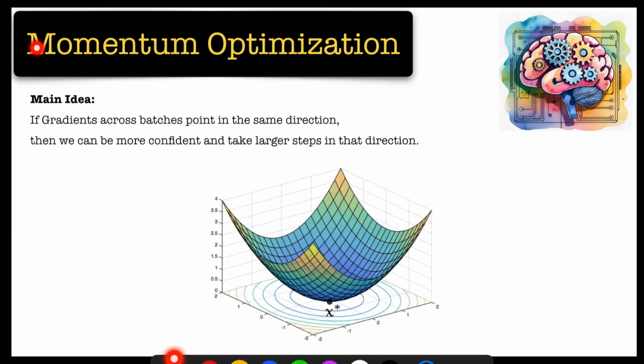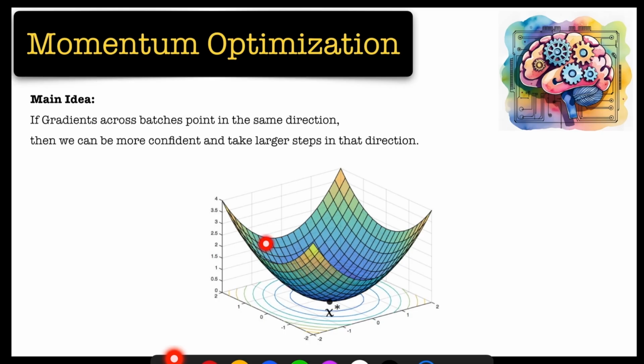In the case of momentum, our main idea is, if gradients across batches point in the same direction, then we can be more confident and take larger steps in that direction. Let's say you are starting at this point and at each iteration we are moving towards this minimum, right? Say you are moving in this direction, in the next iteration also in this direction, and next also this direction, then we can take much larger steps in this direction.